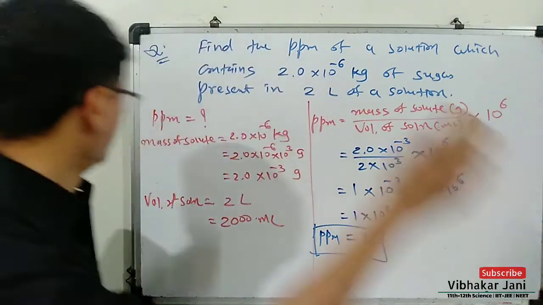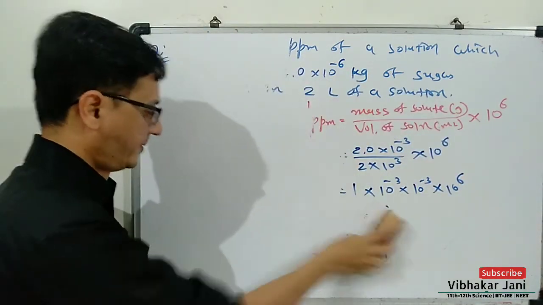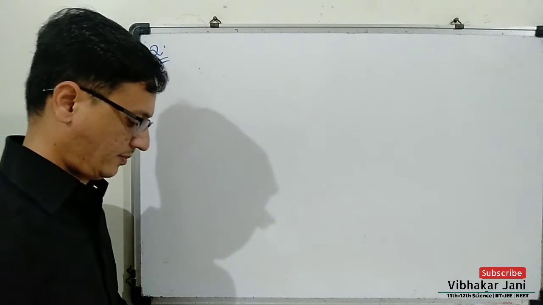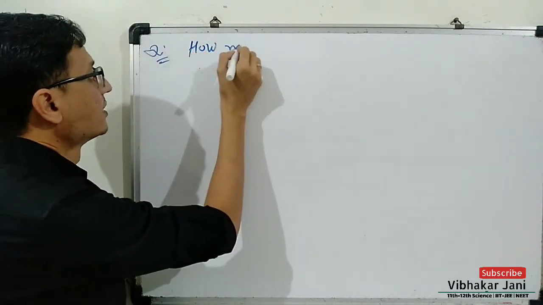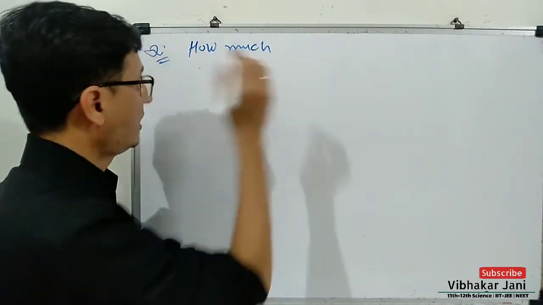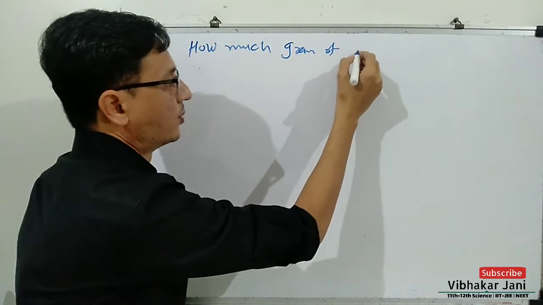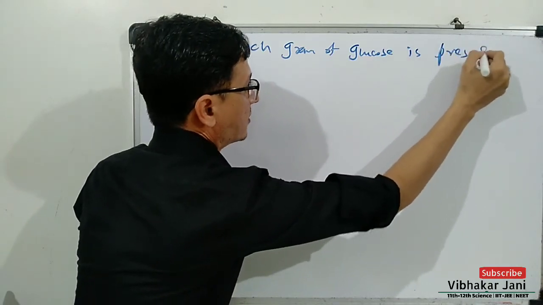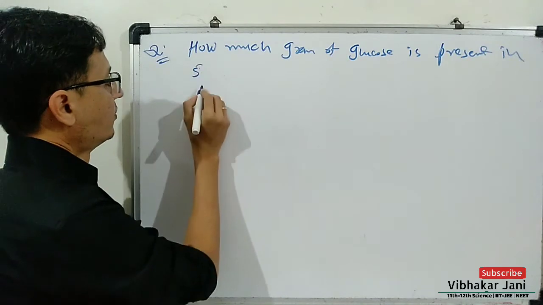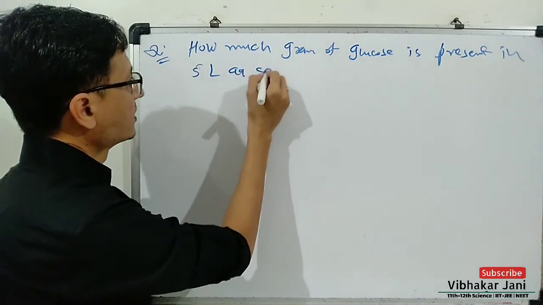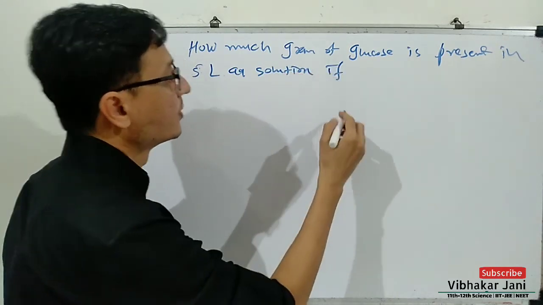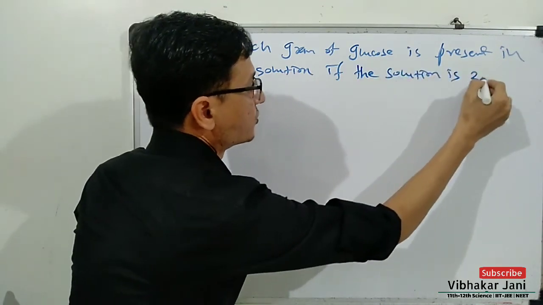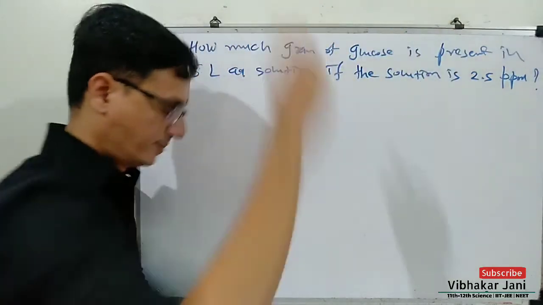Okay, now let us see one more example. How much gram of glucose is present in 5-liter aqueous solution if the solution is 2.5 ppm. Now this is the question.